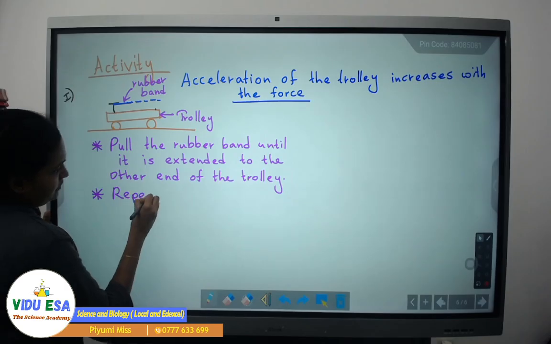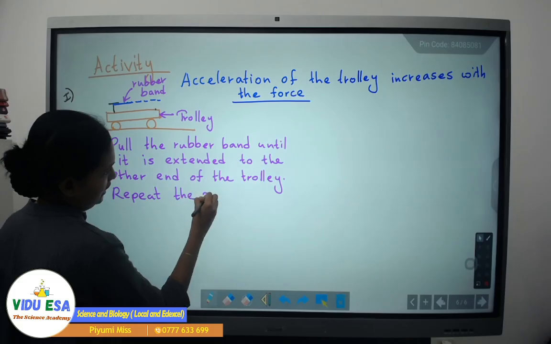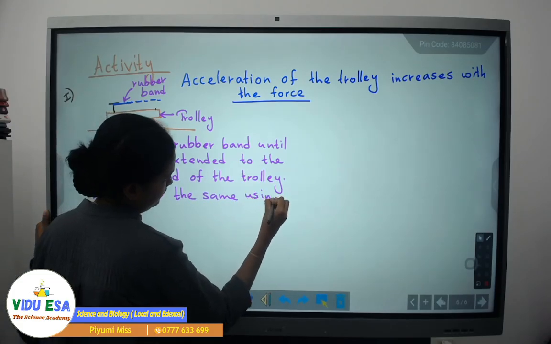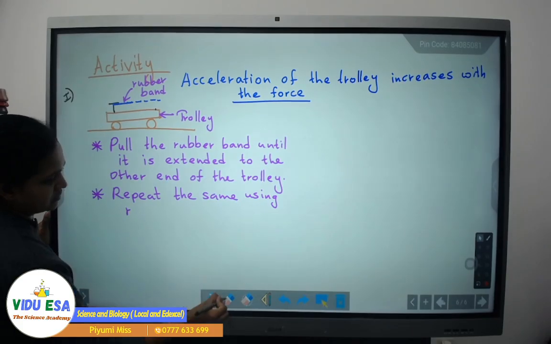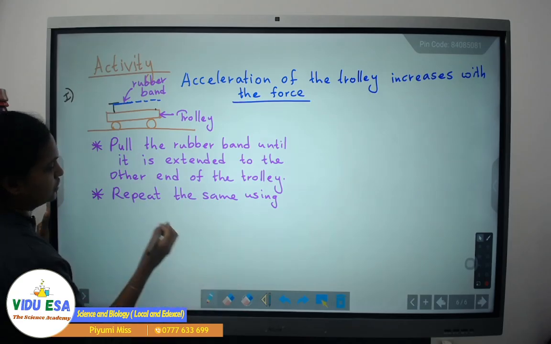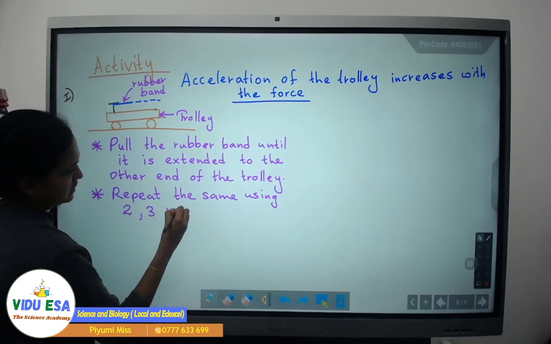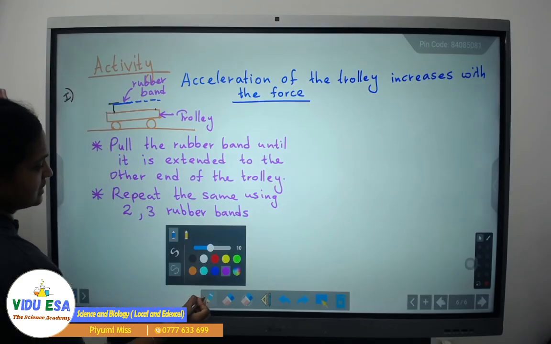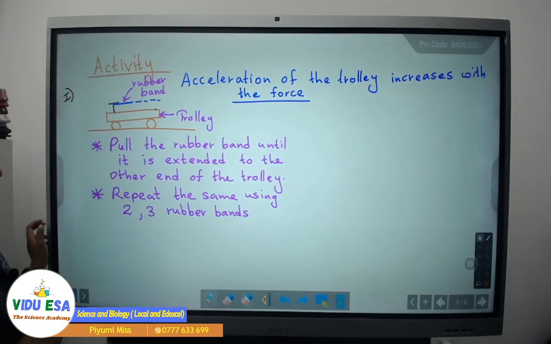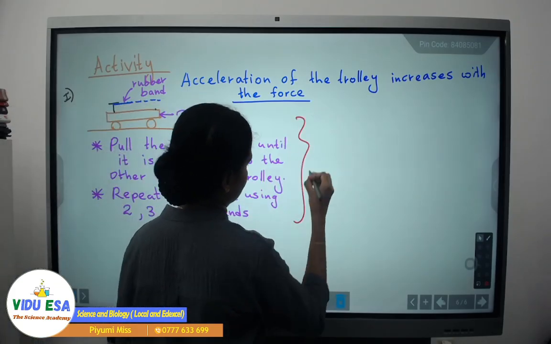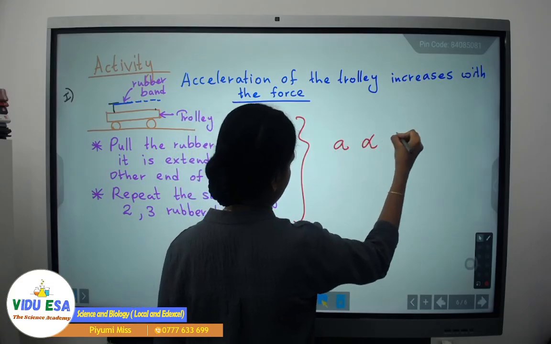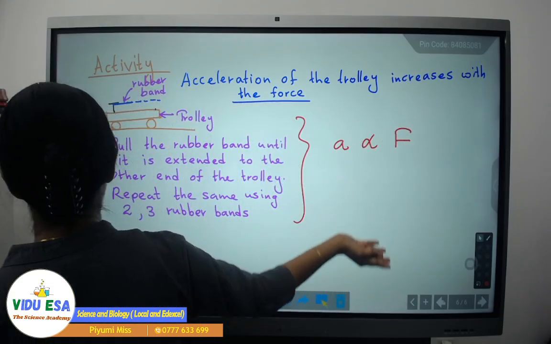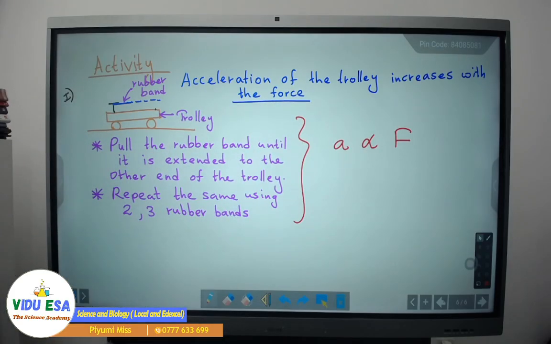Repeat the same using two, three rubber bands. So here we can see, yes, acceleration increases. Acceleration is directly proportional to the unbalanced force. When the unbalanced force increases, acceleration increases. That is the first step. Next I will tell you, take this down.